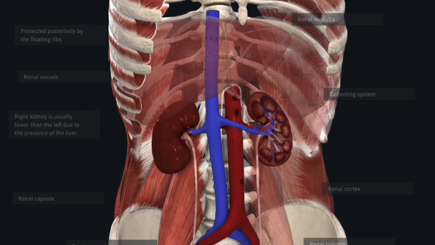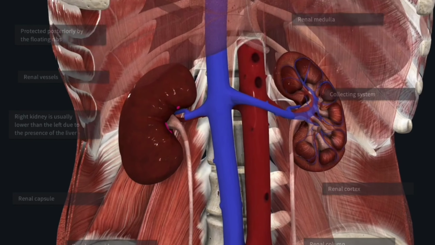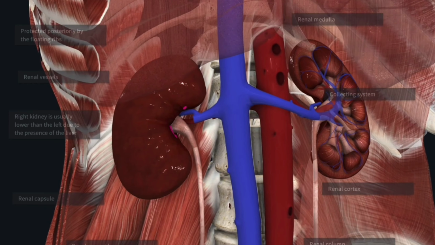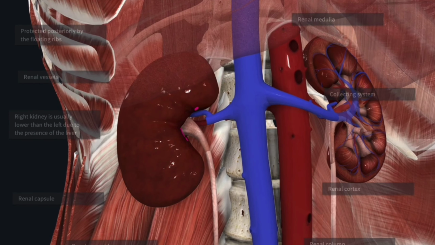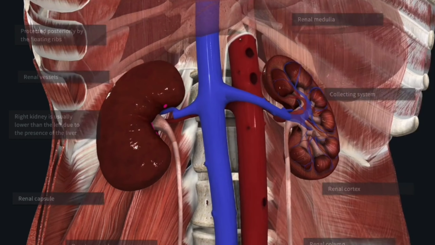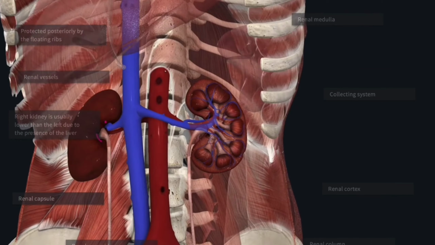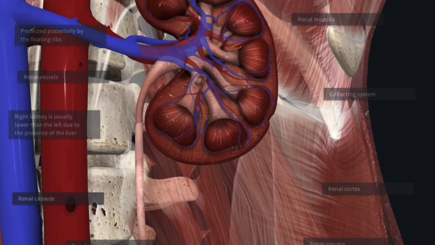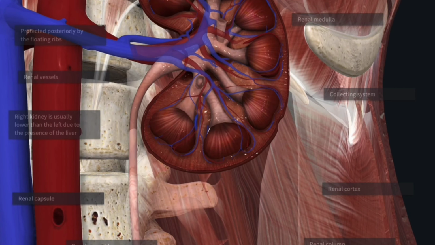If we were to take a look at the actual organizational structure of the kidney, we'll see that it is made up of different layers. The outermost layer is a tough fibrous lining known as the renal capsule, and this is going to surround the outermost aspect of the kidney. In cross-section, we would see this represented as a thin line going completely around the periphery of the renal tissue.